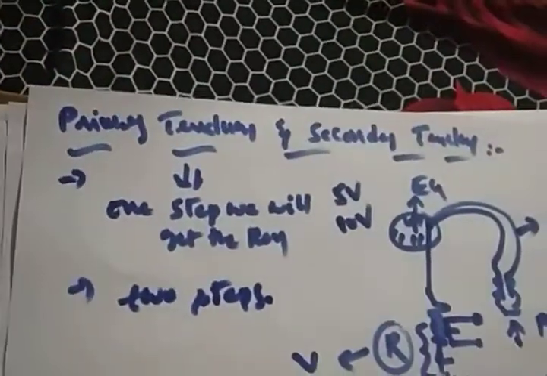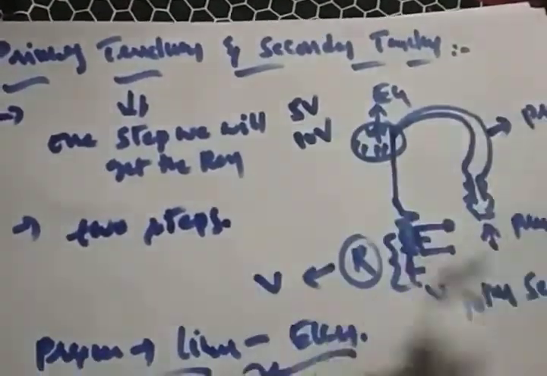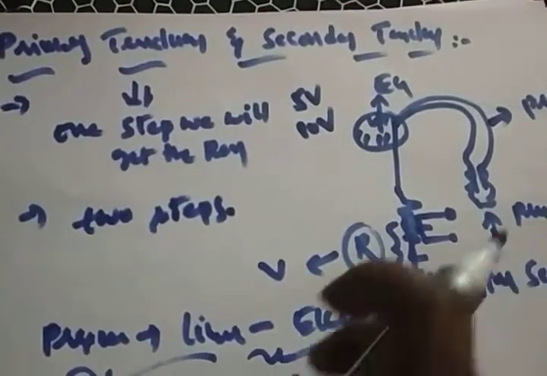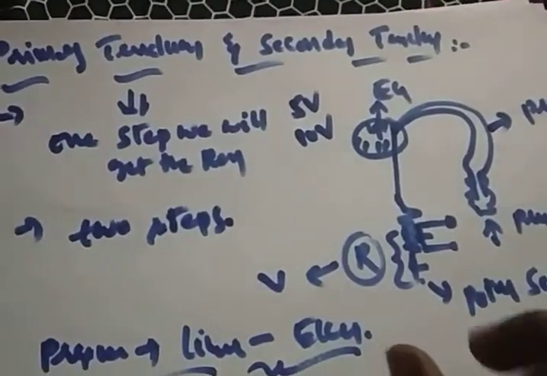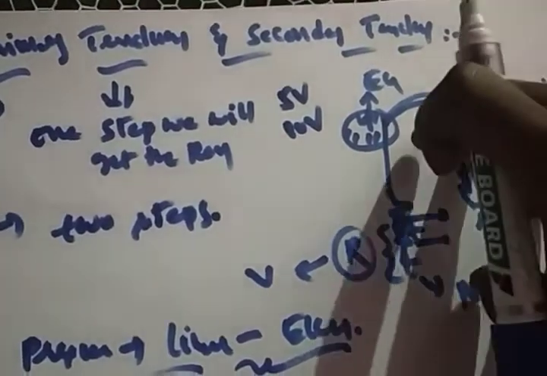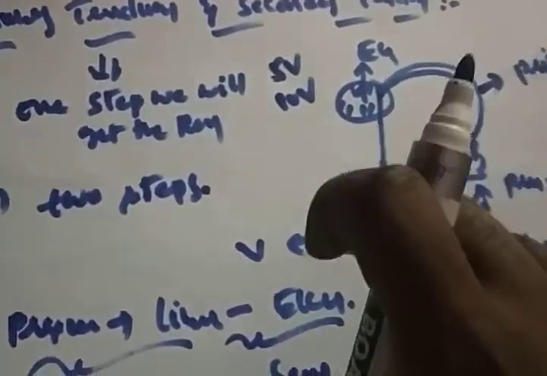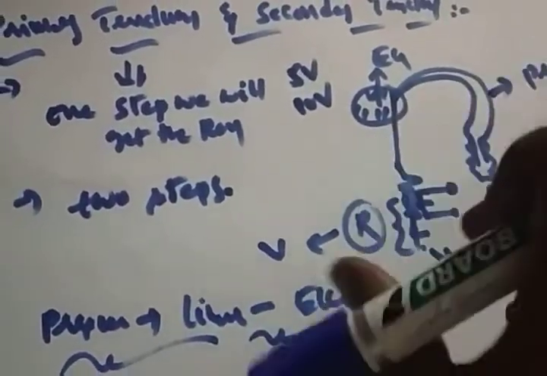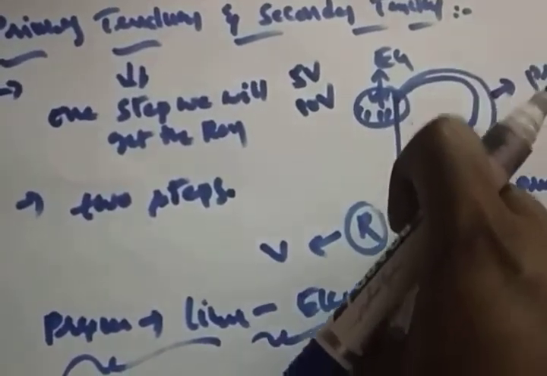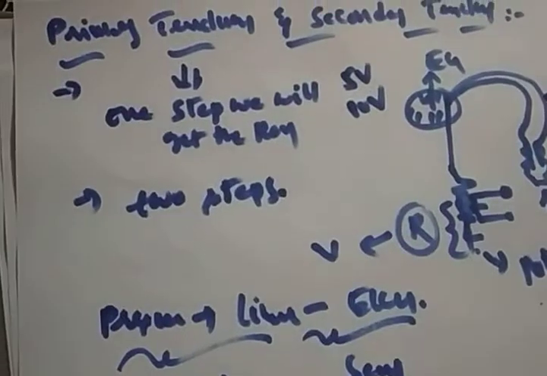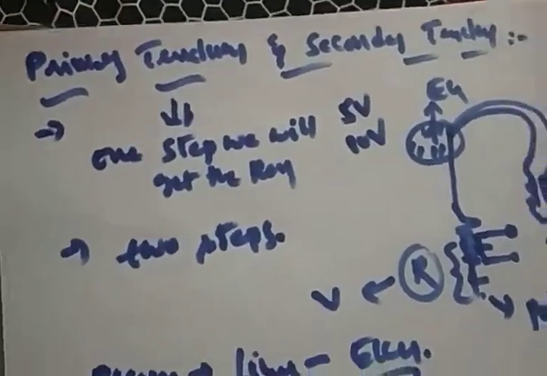So a primary transducer means one step gets the result. Secondary means another transducer is required in order to get the electrical signal. That is called a secondary transducer. Here the Bourdon tube is a primary transducer, and the potentiometer or LVDT, whichever you use, is a secondary transducer. Alright? Next, the analog and digital transducers.